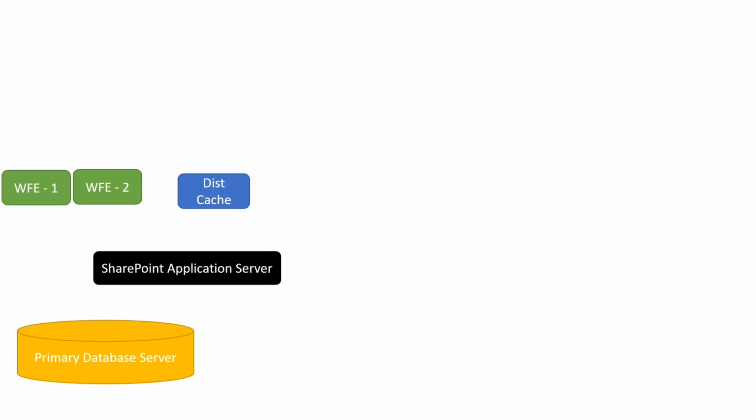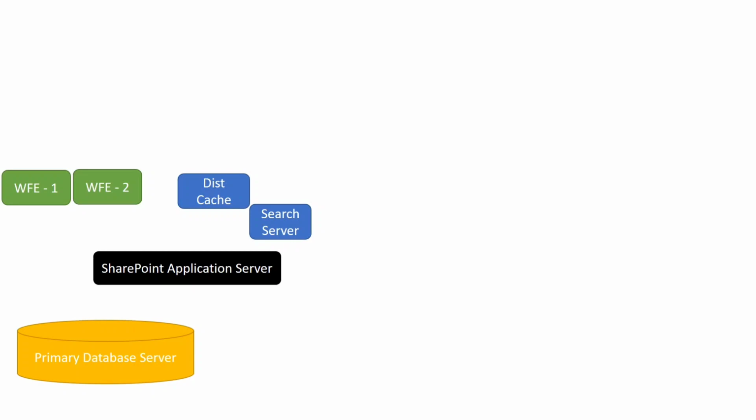Now the next thing is that I am going to create one more virtual machine, and in that I am going to install SharePoint with the role of distributed cache. That will be my separate distributed cache server. The next thing is that I am going to create one more virtual machine in the same domain, and I am going to install SharePoint with the role of search server.